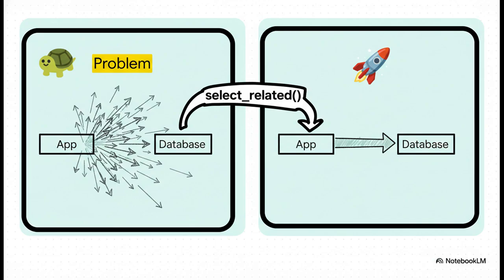And here's the fix. On the left is the code that creates that 101 query disaster. But on the right, look at that one little addition, .select_related('author'). That tells the ORM, hey, be smart about this. When you go get the posts, grab their authors too, all at once. The result is just stunning. You go from 101 queries all the way down to just one.